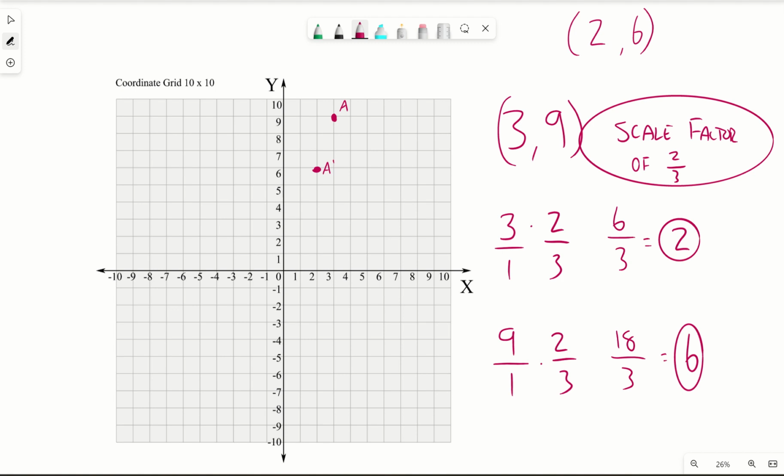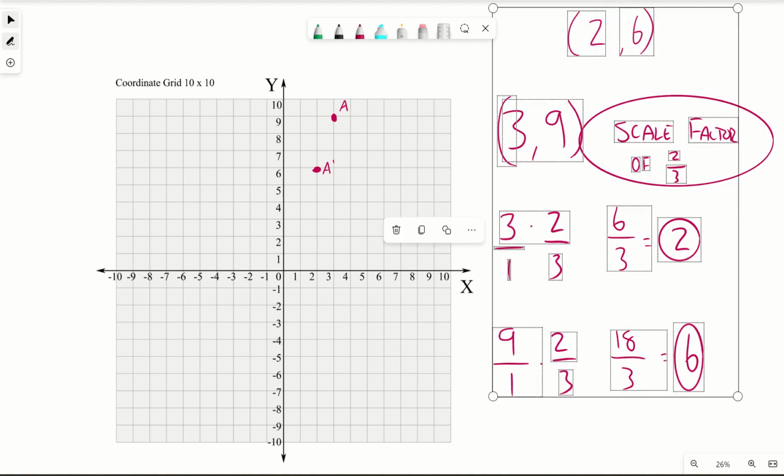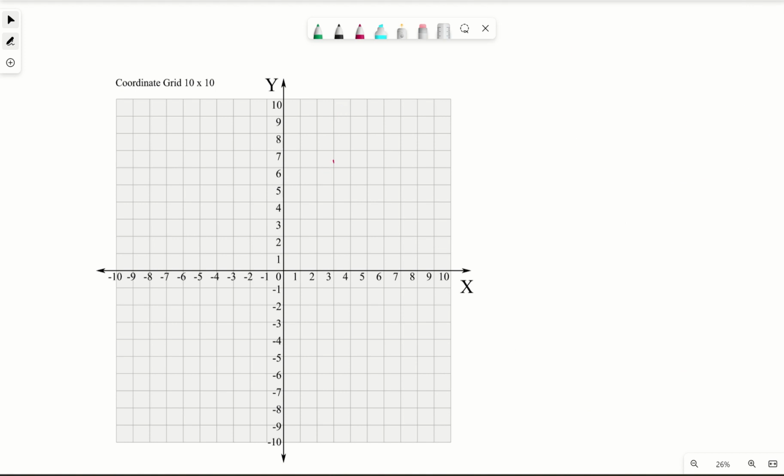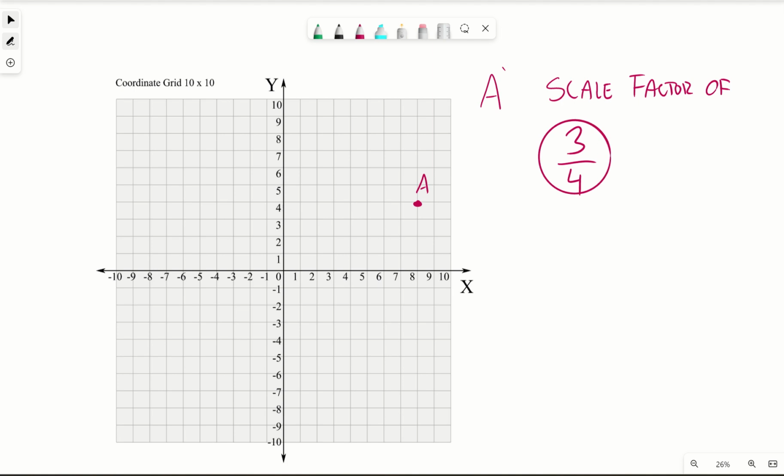All right? So what I want you to do is let me know what my point would be if I started here at point A. What would A prime be with a scale factor of 3/4? A prime equals what?